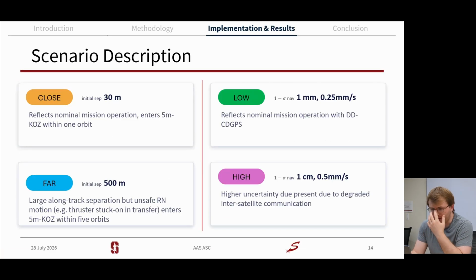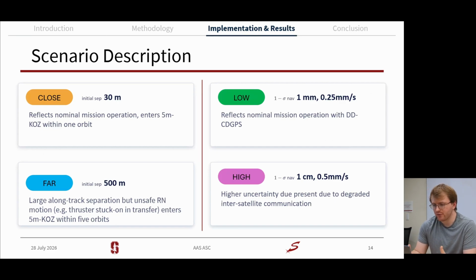Into the implementation, I will describe two scenarios in ROE space. So the first will be a close one where you're 30 meters apart and the spacecraft are imminently about to collide within one orbit. Then I'll describe a far scenario where they are 500 meters apart in along-track space, but will collide within a few orbits.